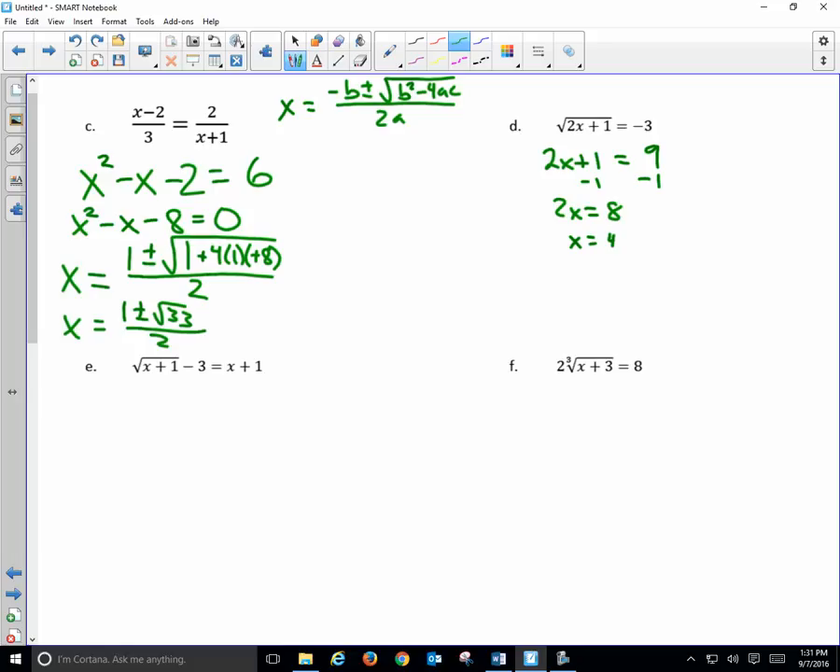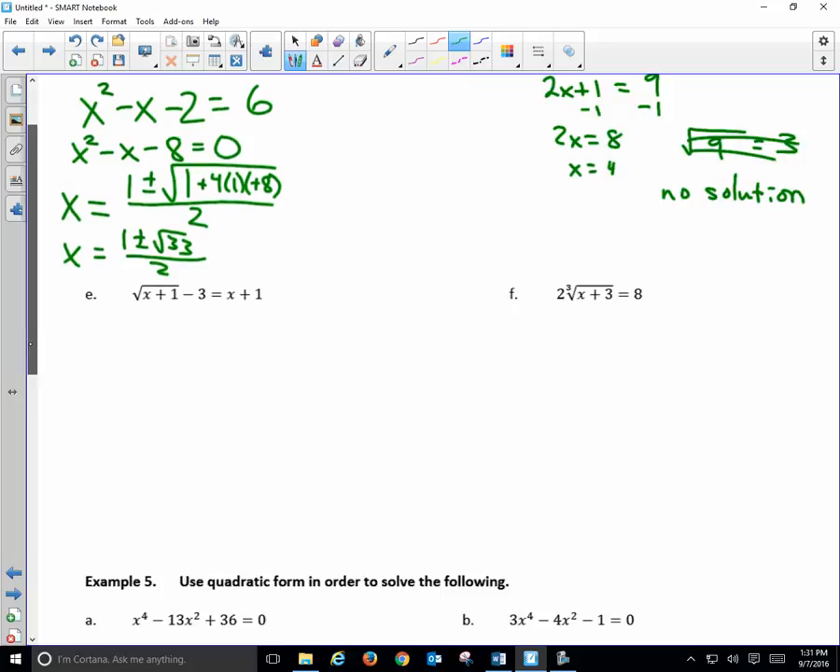When you plug it back in, you get the square root of 9, which is 3. And it says that you would come out with a negative 3, which is not the case. Okay? And so in this situation, there is no solution. So what I want you to understand is that there are times where if you increase the degree of the polynomial or of the equation, you run the risk of adding a solution.